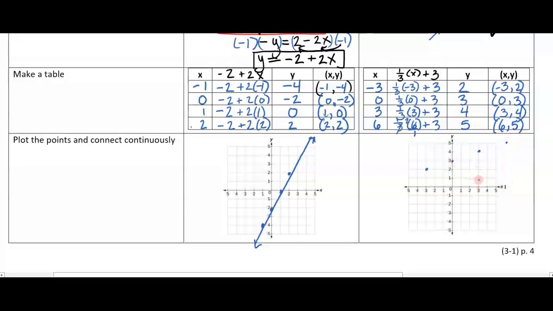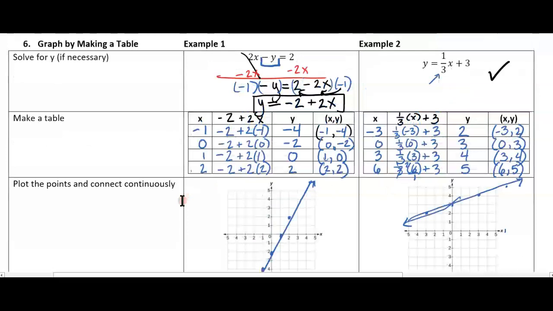And I will use my ruler and connect those points. Oops, my ruler's just a little bit off on my screen. Connect those points all the way off each end of the graph and an arrow to indicate that it is continuous. It's going to go on forever. And that is how we graph a linear function from standard form by making a table.